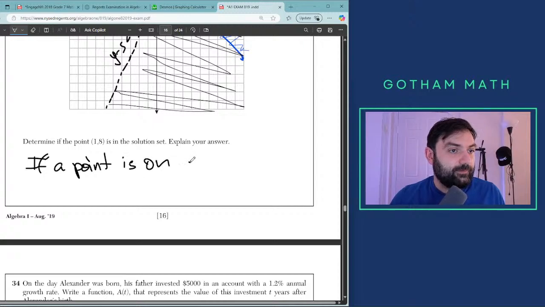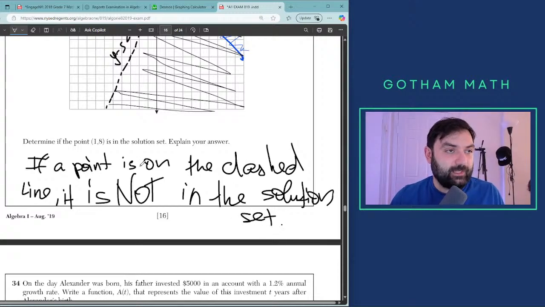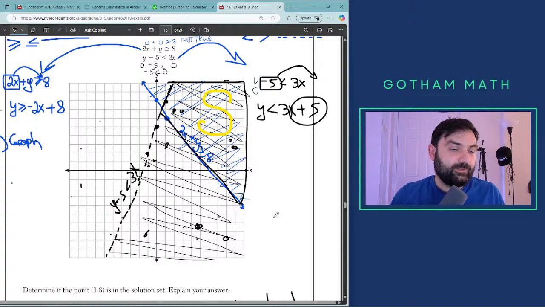If a point is on the dashed line, it is not in the solution set. As simple as that. If it's on the dashed line, it's not. If it would be on a solid line, it is. If it's anywhere within that region, it is in the solution set. If it's anywhere else, here, here, here, it's not. Only within, or it has to be on the solid.